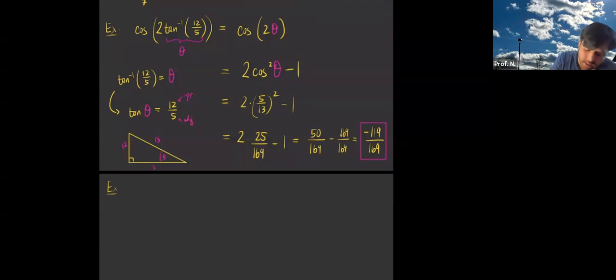What if I have this now? Secant of sine in, sorry, secant. What? No, no, not secant. Yeah, let's do cosine. Sorry, cosine of twice sine inverse of 1/4. What does that equal?